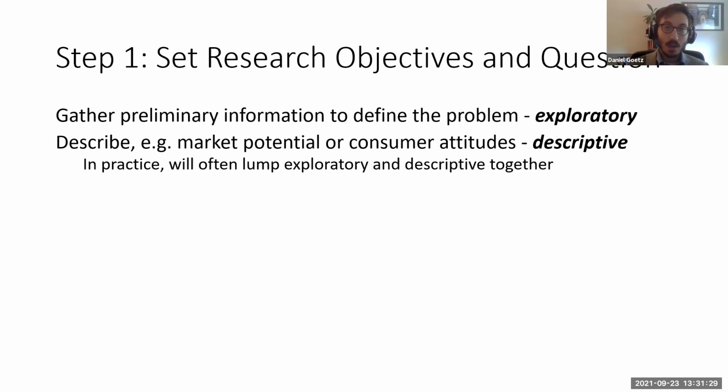So oftentimes I'll lump exploratory and descriptive together. I'm never going to put you in a situation on a test where I say, tell me if this is exploratory or if it's descriptive, because the line between them is not so sharp sometimes. But if you in your mind are thinking, if I see an objective, how should I classify it as exploratory or descriptive?